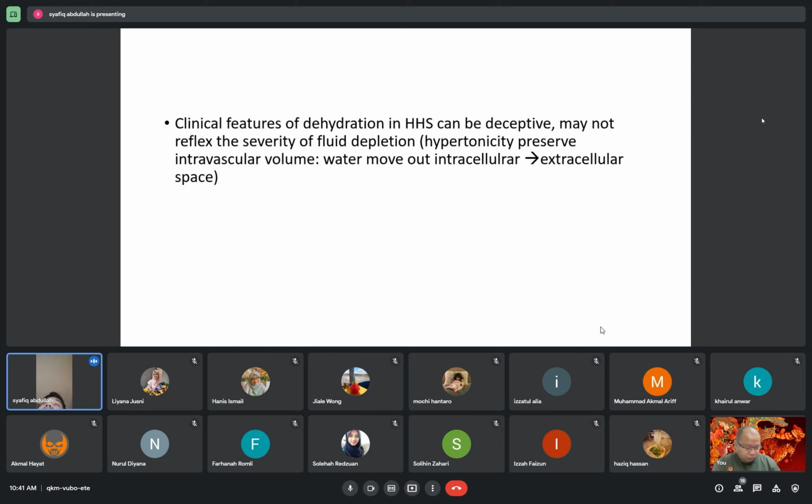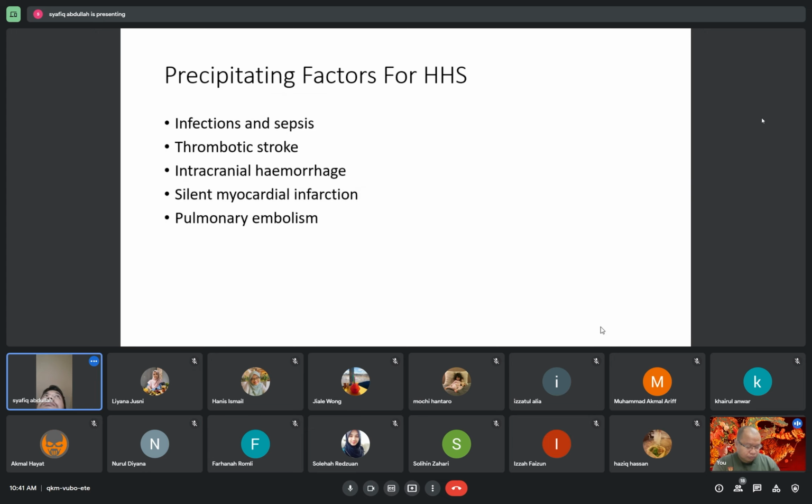In HSS, we have hypertonicity state. So this state of hypertonicity preserve intravascular volume. Water move out from the intracellular to extracellular. Bila kita check pulse volume, kita rasa pulse volume good. Kita check IVC, clinically warm periphery. Tapi in yang keadaan sebenar dia, sel dia tengah deprived, dehydrated intracellularly.